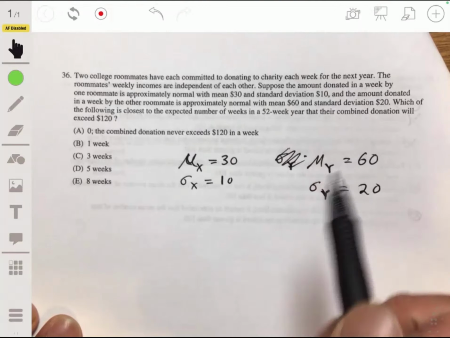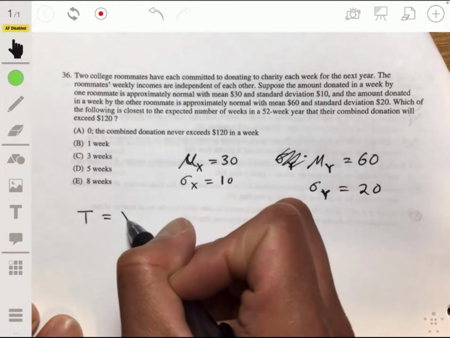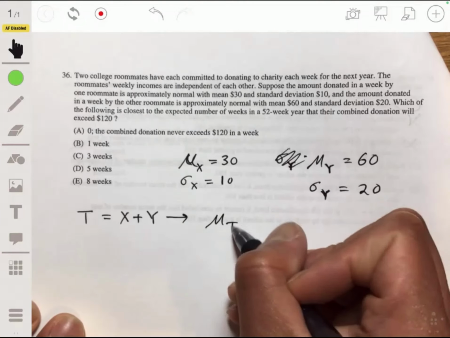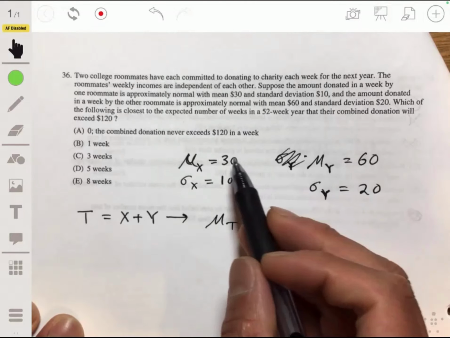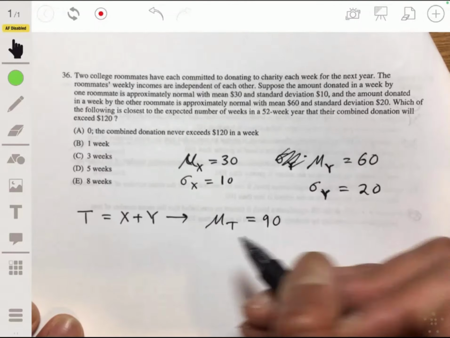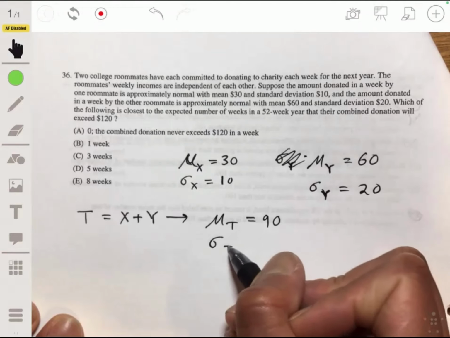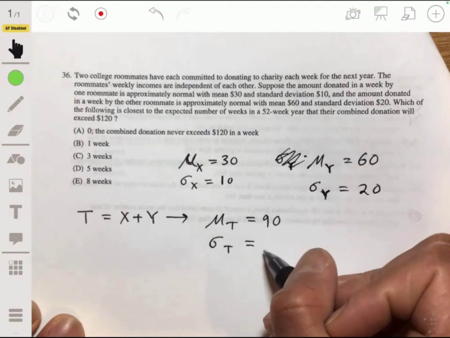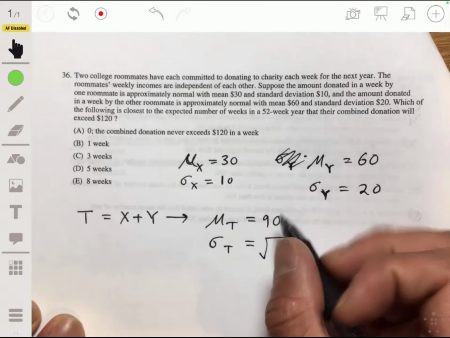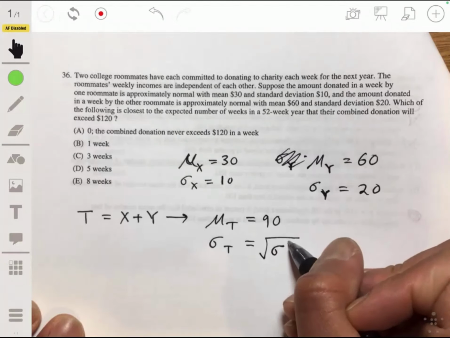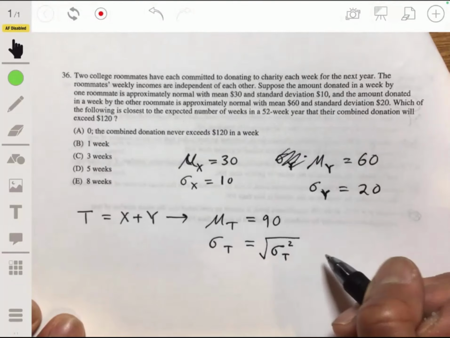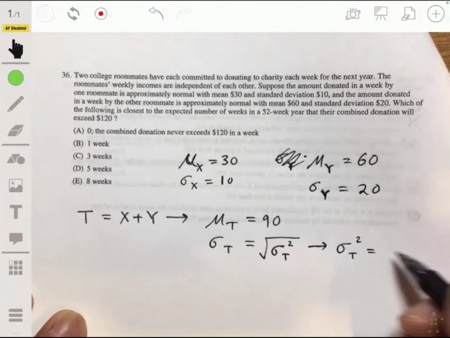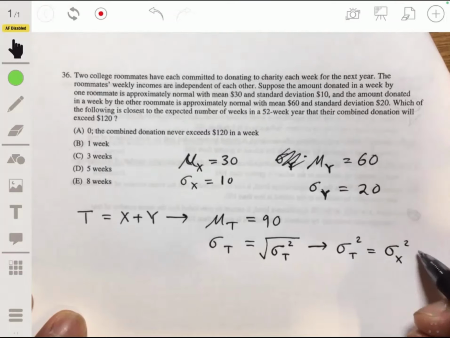But now we're going to look at a third variable, let's call it T, where T is the sum of their donations, so X plus Y. Then the mean of T is equal to the mean of X plus the mean of Y, which is going to be 90. For the standard deviation of T, we have to calculate the variance of T. The standard deviation is equal to the square root of the variance of T. Now the variance of T is equal to the variance of X plus the variance of Y.